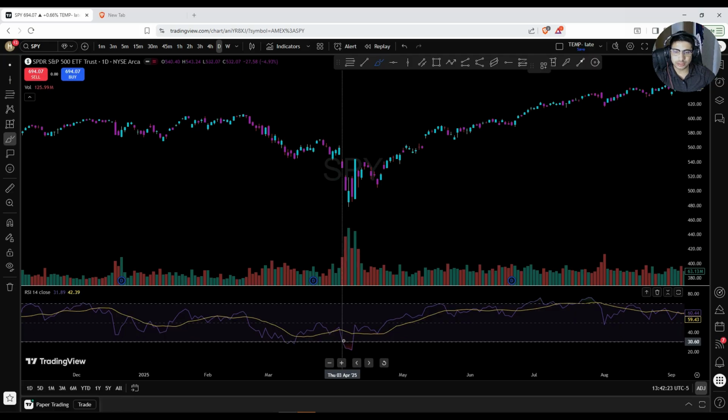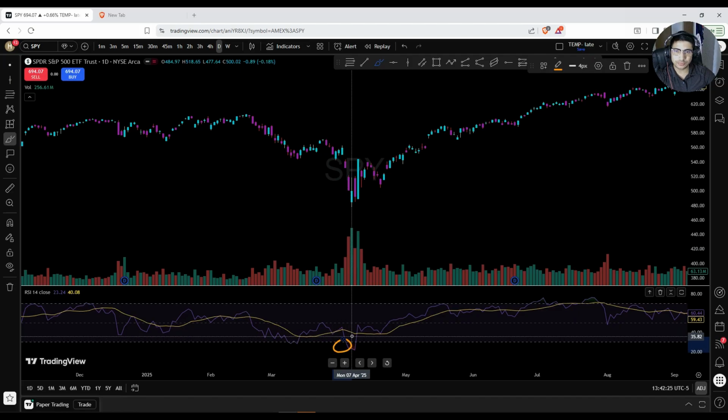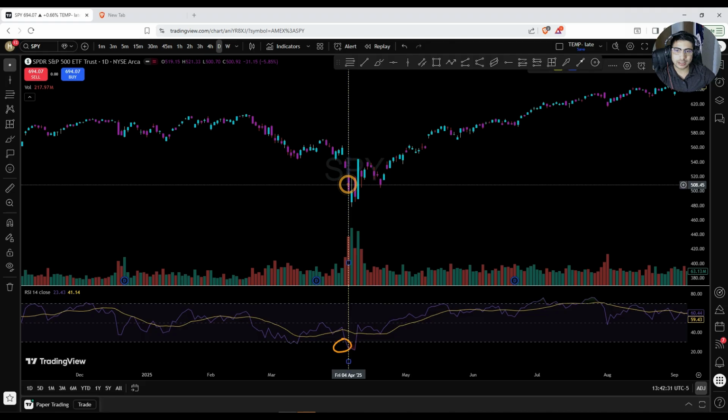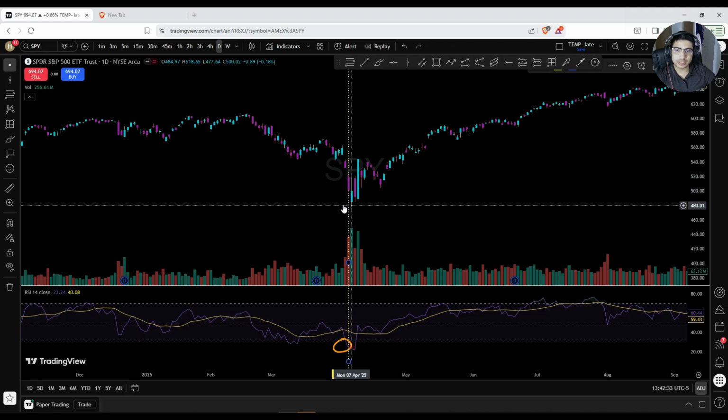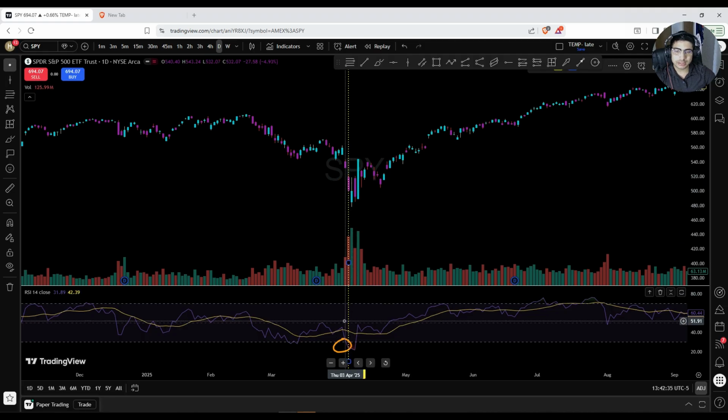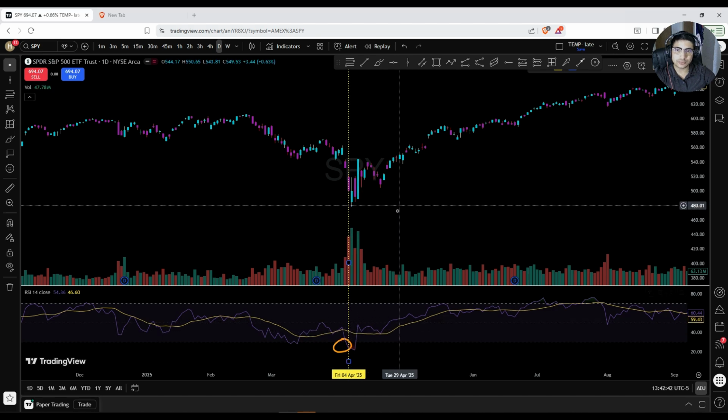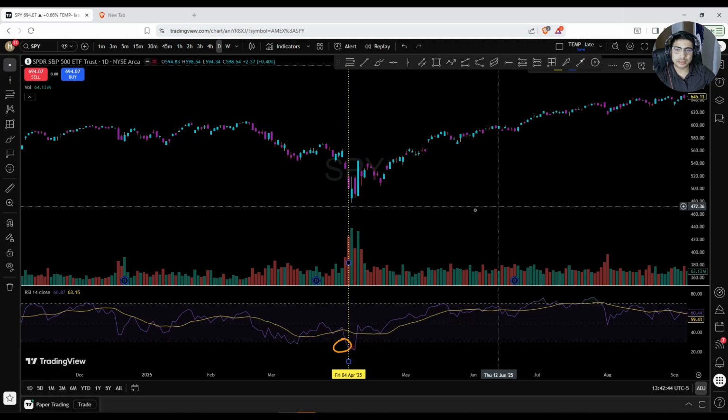We can see at this point RSI was 30, but if you felt like, okay, this is the point where we need to buy because it's going below 30, you were a little early in that case, because that day was right here, and then the market went still lower. The market stayed below 30 RSI from the 3rd of April to almost the 7th or 8th of April. So almost for a week it stayed below RSI 30.